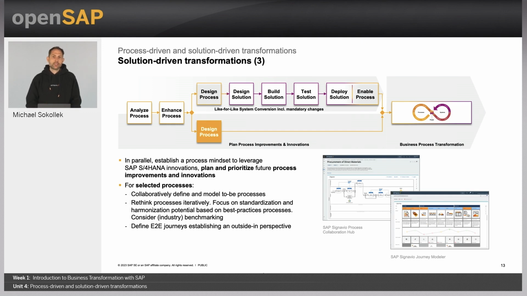For selected processes, they use SAP Signavio Process Manager and SAP Signavio Collaboration Hub as they collaboratively model and define the to-be processes. They rethink processes iteratively, focusing on standardization and harmonization potential based on best practices, processes, considering industry benchmarking. They use the SAP Signavio Journey Modeler to define end-to-end journeys, establish an outside perspective.